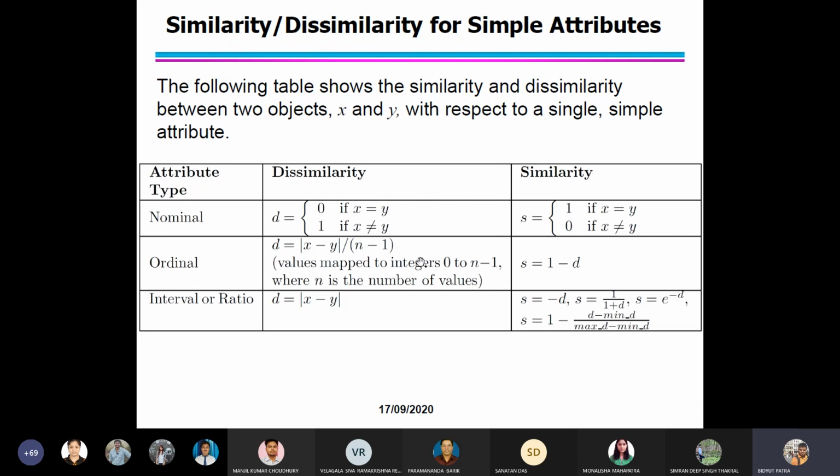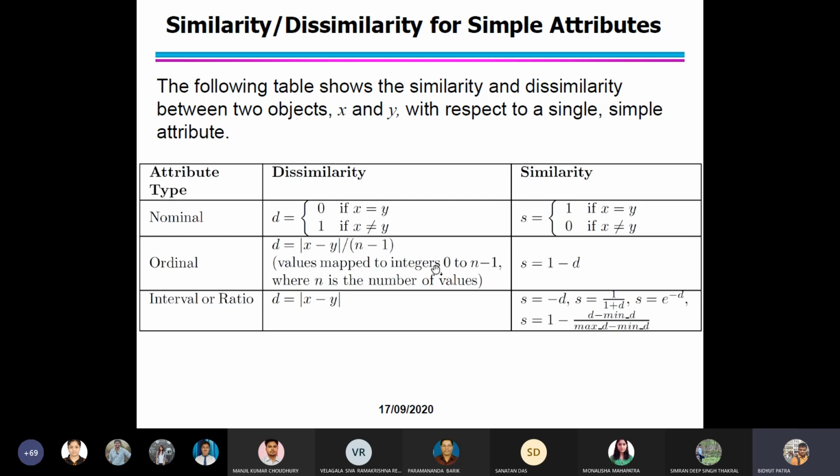So the distance d equals x minus y, whatever the values are, large and small, divided by n minus 1. What is n? n is the number of values. So that gives the ordinal value, whatever value you find for d, and similarity is the opposite of the dissimilarity measure. So in this example we find the dissimilarity values first, and as you know, similarity is confined between 0 and 1, so we take s equal to 1 minus d.